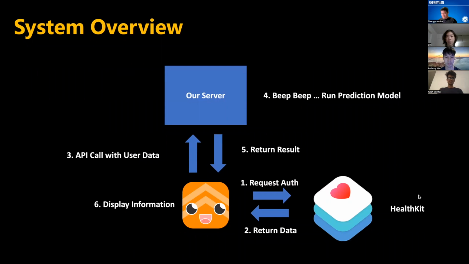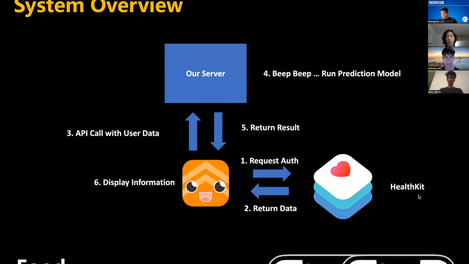There are three major components: the interface, the server that holds the prediction algorithms, and the HealthKit that provides information about the user's health. By requesting authorization from HealthKit, the app is able to use the user's health data to make an API call to the server and retrieve the recommendation results that meet the user's needs.